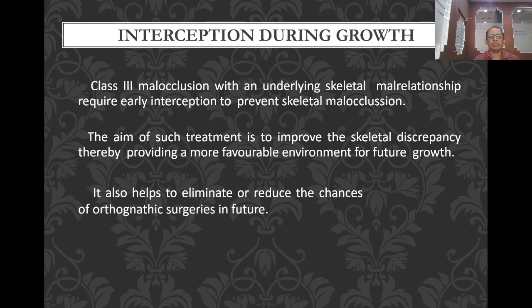Interception during the growth. Class 3 malocclusion with an underlying skeletal malrelationship requires early interception to prevent skeletal malocclusion. The aim of such treatment is to improve the skeletal discrepancy, thereby providing a favorable environment for future growth. It also helps to eliminate and reduce the chances of orthognathic surgeries in future.